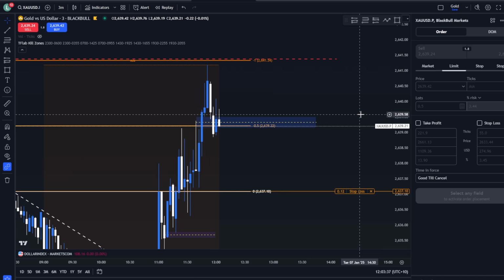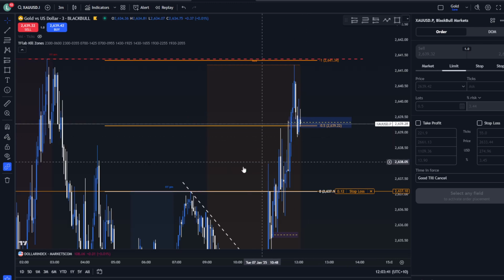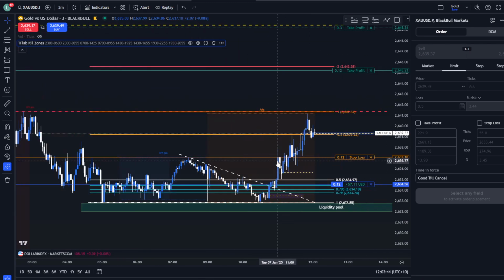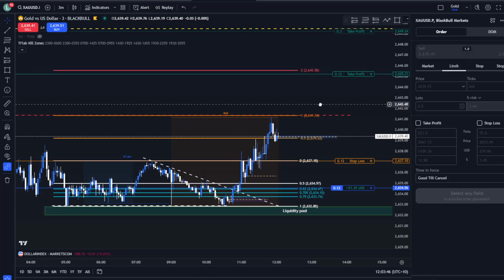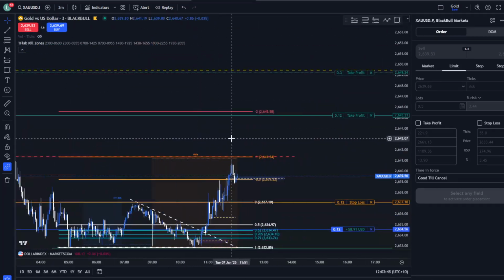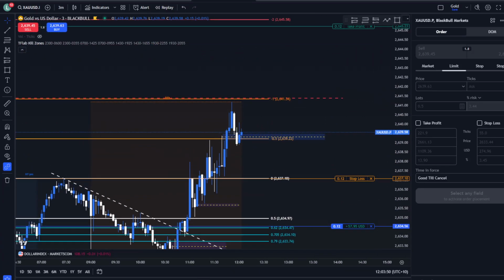It's possible we're going into a consolidation from here. We have just seen quite a big move up. So yep, we'll leave it for now and we'll check in a bit later.